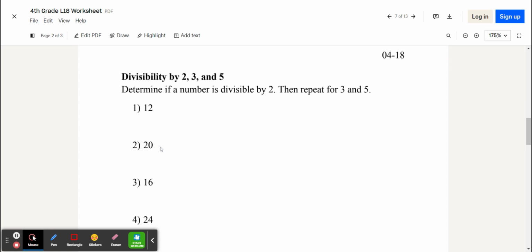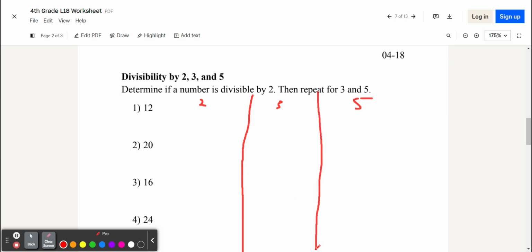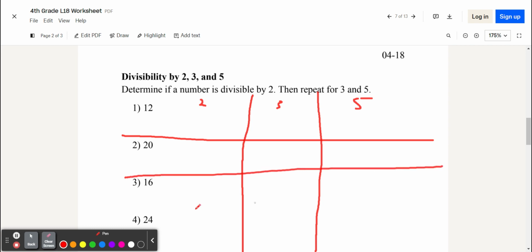Now we're going to test if a number is divisible by 2, 3, and 5. So I'm just going to write it as little columns. So we have the 2, the 3, and the 5 column, and we're going to write like this. And so we're just going to put a little check mark if it's divisible by 2.